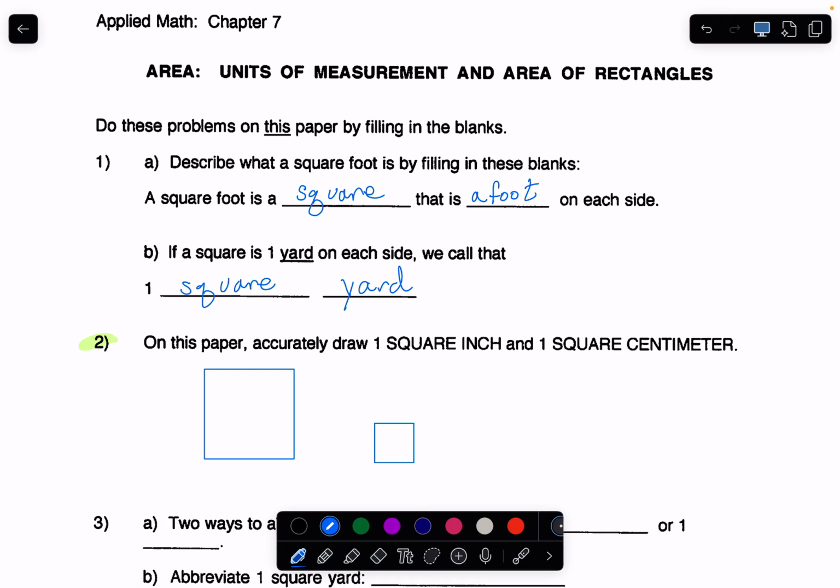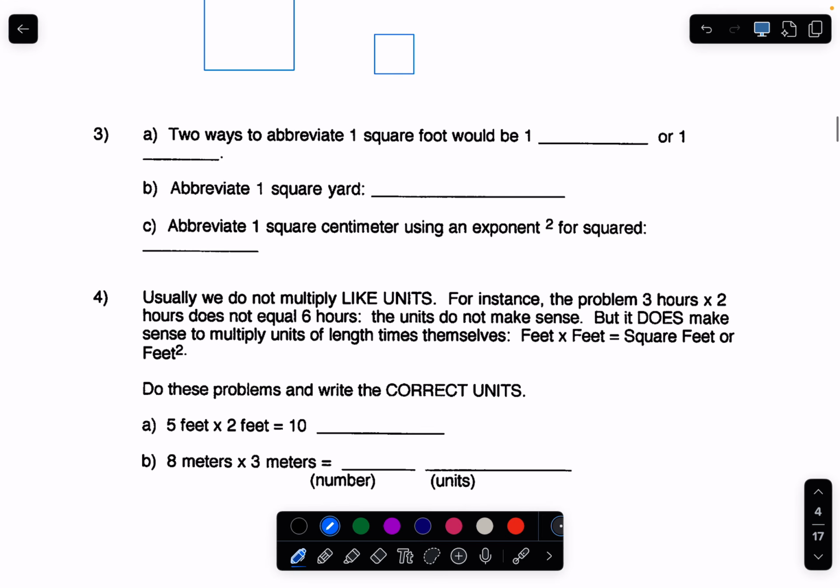Okay? Let's keep going. Two ways to abbreviate a square foot would be to put a foot with a little square mark. So mathematically, that's okay. Another way I've seen people abbreviate it is they put SQ FT. That's okay. So feel free to use either abbreviation. For me, I don't care. You can put SQ in front of the foot, or you can put feet squared. Go for it, whatever you want, okay?